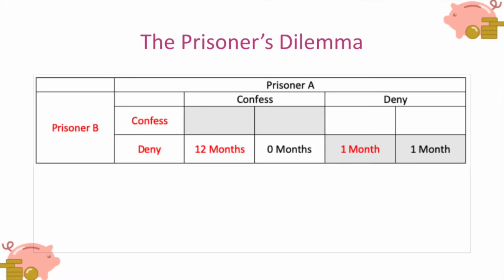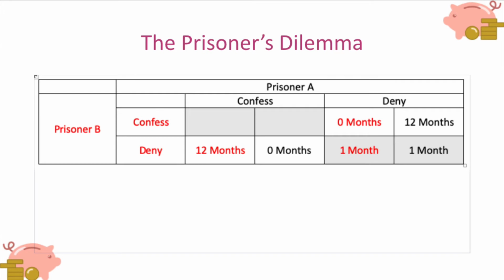Prisoner A realises that if he confesses while prisoner B continues to deny, then prisoner B will take full responsibility for the crime, because effectively prisoner A is helping the police to convict or to gather evidence against prisoner B. So prisoner A gets released there and then, and prisoner B goes to trial and is found guilty and spends 12 months in prison.